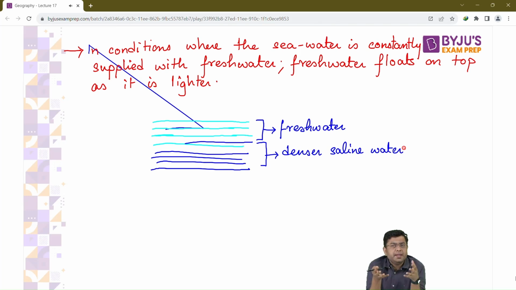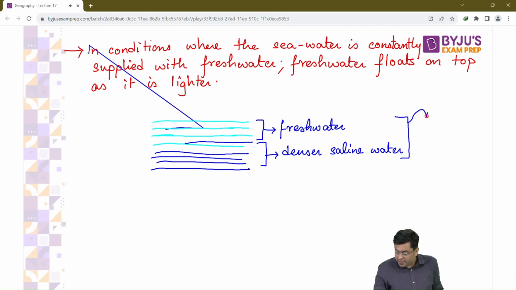Stratification basically is derived from the term strata, which means layers. So stratification of oceanic water here refers to the arrangement of oceanic water in various different layers, right? This is what is referred to as, I will give you the definition as well later on, so don't worry about it. So this is stratification of oceanic water.